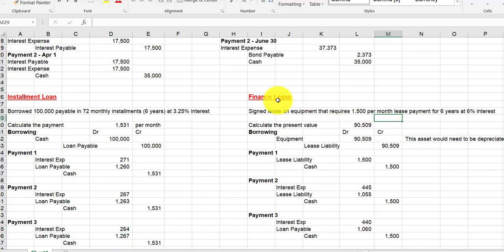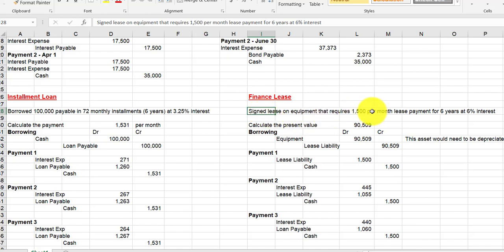Now, going over here to the finance lease, we'll see just how similar it is to an installment loan, but it does have a couple of differences. In this case, we signed a lease on equipment that requires $1,500 per month. Okay, and I'll just tell you that it fits the qualifications for a finance lease. $1,500 per month lease payment for 6 years at 6% interest. So the time period is the same as that installment loan we did.